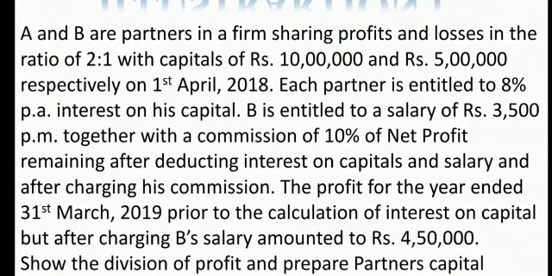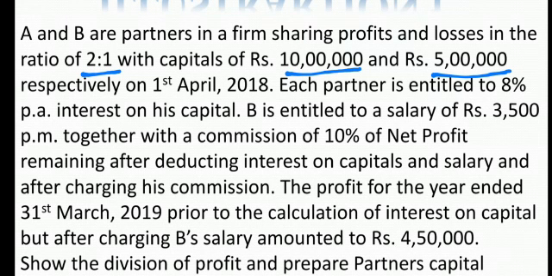We are partners in a firm sharing profits and losses in the ratio of 2:1. Please underline ratio 2:1. This is important, that we should note in which ratio partners are going to distribute their profit and losses. With the capitals of rupees 10 lakh and rupees 5 lakh respectively, and this amount of capital is given in the beginning of the year, that is on 1st April 2018.